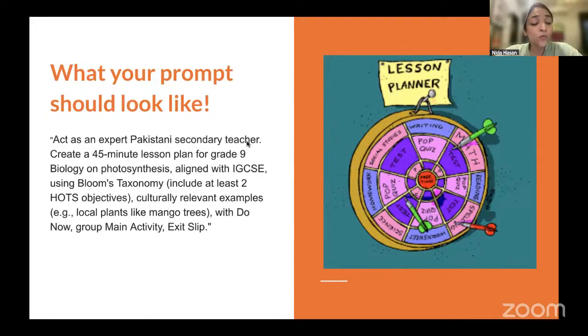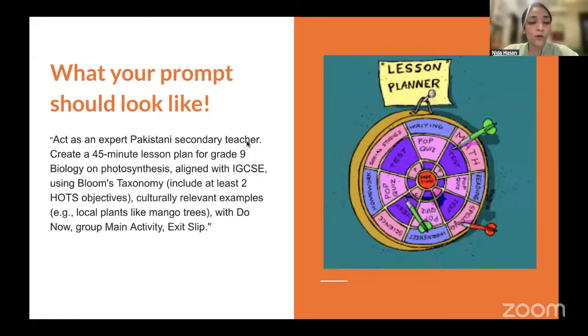Then you can say that you want to use Bloom's taxonomy, include at least two HOTS objectives. HOTS are the higher end, which is analyze, evaluate, or you can say the LOTS, which is the lower end. When we are introducing a topic or new content, we would always start with the LOTS, the lower end. But if we are closing the topic and we want to evaluate the students and their knowledge, then we would always use the HOTS objectives.